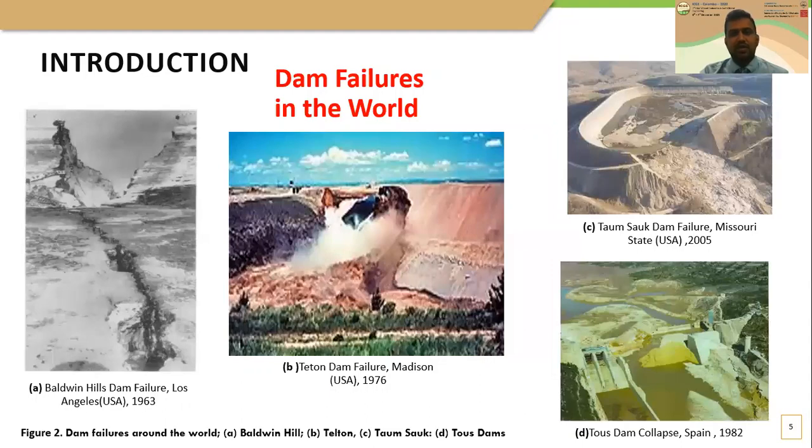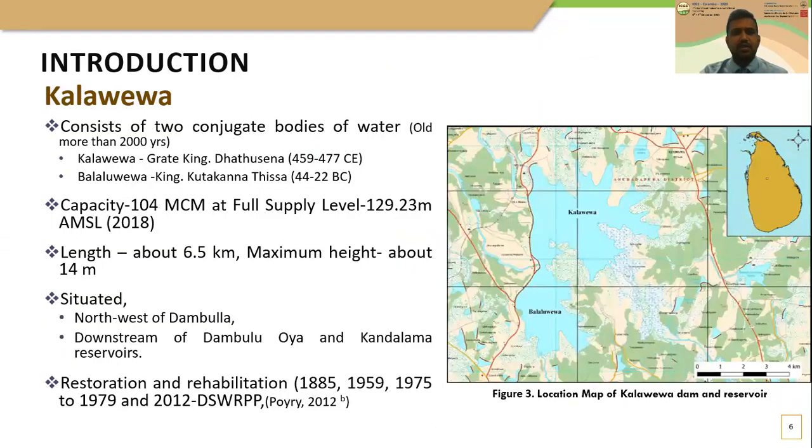Many countries around the world also experience dam failures. Fatalities, property damages, and infrastructure damages occur due to those failures. When we consider the Kalawewa Dam, it consists of two conjugate bodies of water called Kalawewa and Balawewa, and now more than 2000 years have passed since construction.